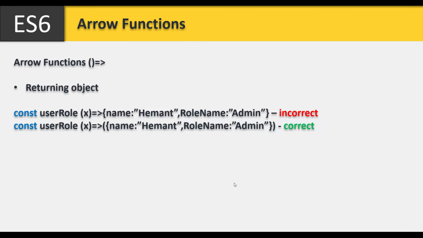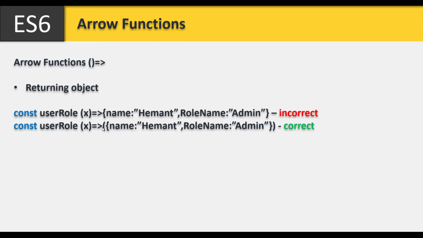Now let's discuss how you can return an object. What I have done here is I have created one user role. I have taken one input parameter, but that is not in use. Then I have name and role name. In the name I have specified my name and the role assigned to me is admin. But this is an incorrect way of returning an object. What you need to do is write this in round brackets, and in that you can return the complete object.